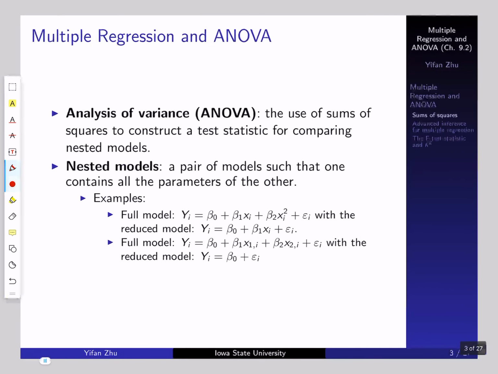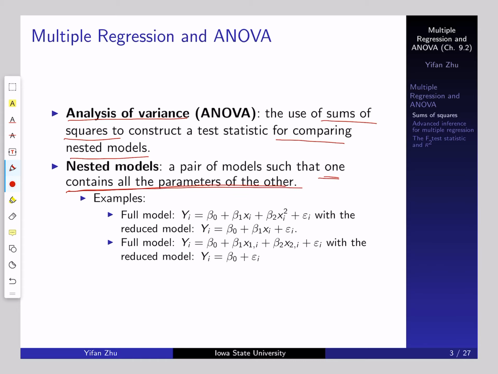So what is ANOVA? It is analysis of variance, and this method is to use the sum of squares to construct a test statistic for comparing nested models. So what are the nested models? Nested models are a pair of models such that one contains all the parameters of the other.